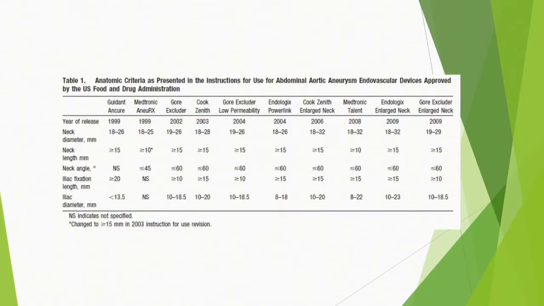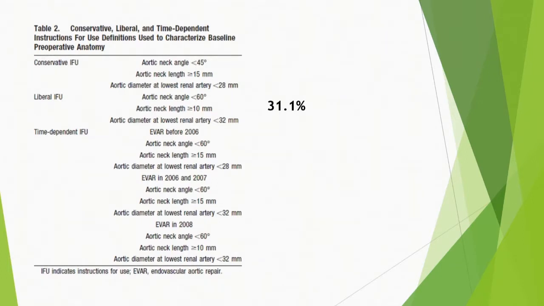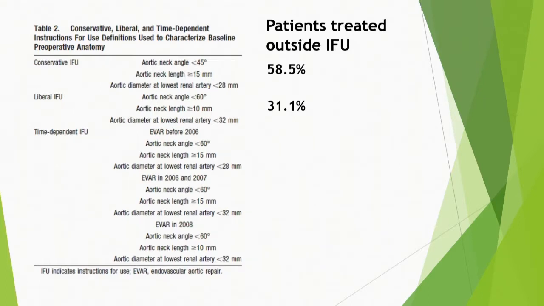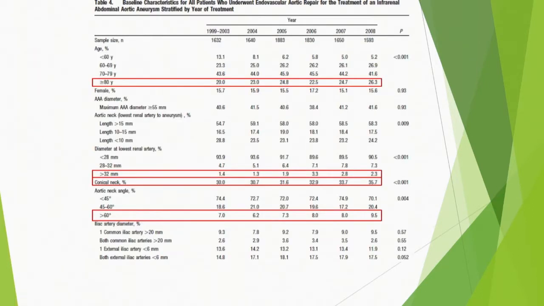This table shows that IFUs change over time, as well as there's different IFUs for the different devices. So they divided patients based on the literature into a conservative group, a liberal IFU group, and time-dependent IFU group. They found in their study that about a third of patients, even in the liberal IFU group, were treated outside of IFU. And for the conservative group, it was more than 60%, and for the time-dependent IFU, it was about 40%.